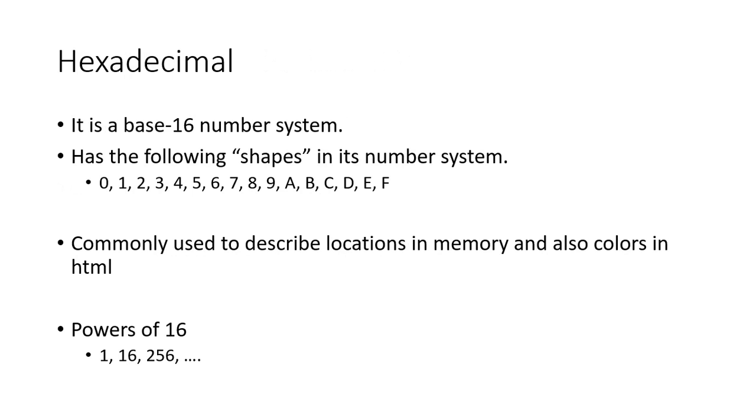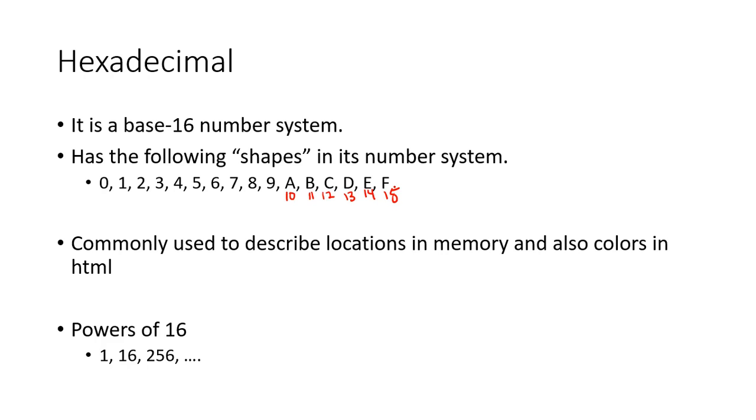Now we're going to add another number system, which is called hexadecimal. Very commonly, this is used to describe locations in memory and also in colors for HTML. This is a base 16 number system. It has the following shapes in its number system: 0, 1, 2, 3, 4, 5, 6, 7, 8, 9, and then A, B, C, D, E, F. So A is what we would call 10, 11, 12, 13, 14, and 15.